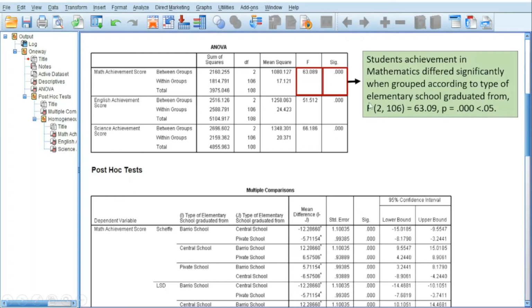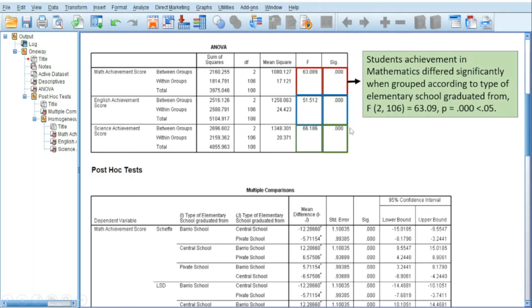Alright? Now, moving forward, if you try to inspect the p-value and the F value of the achievement score in English, the p-value is also 0.00, which also indicates that there are significant differences among the mean scores of students in English when they are classified according to type of elementary school graduated from. And the same result is provided in their achievement score in science. Alright, the p-value here is also 0.00, which is also less than 0.05, and so the null hypotheses are also rejected in these two variables.